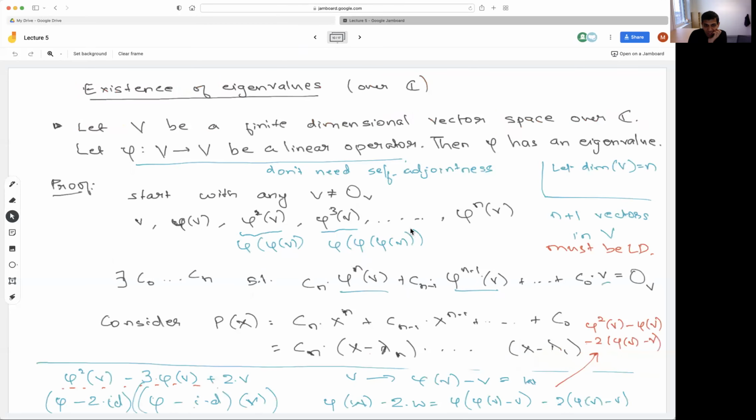Note that we didn't use the fact that phi is self-adjoint. In fact, we didn't even use the fact that V is an inner product space. We just use linear dependence: if you have n plus 1 vectors in an n-dimensional space, then they must be linearly dependent.